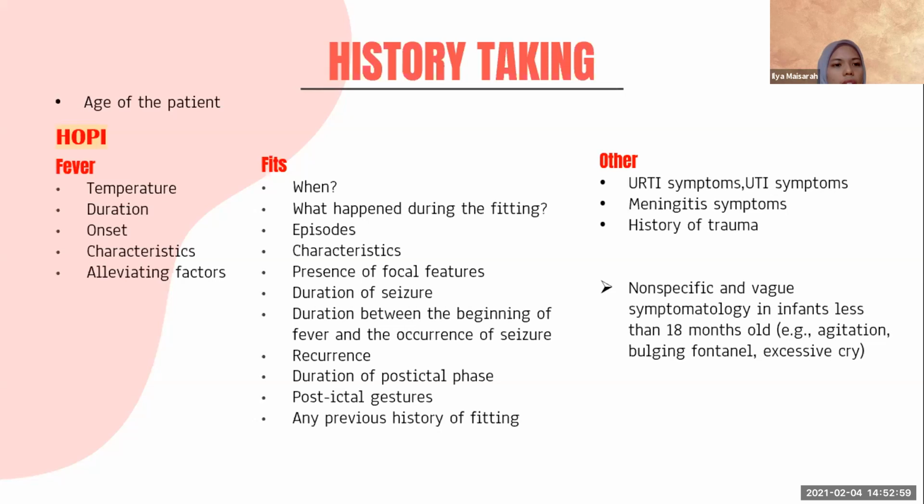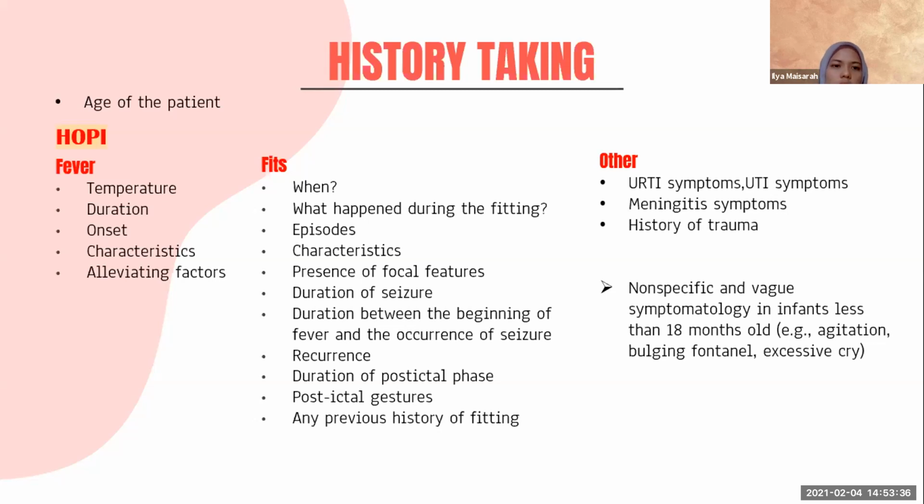And for the HOPI, the patient may have fever, where we need to know about the temperature, which in febrile seizure will be more than 38 degrees Celsius. We need to know about the duration, how long it has been happening, the onset and characteristic of the fever, and also the alleviating factors. For example, the parents may do tepid sponging or give medication to the child in order to relieve the fever. Simply put, we want to know how the parents managed the fever initially.